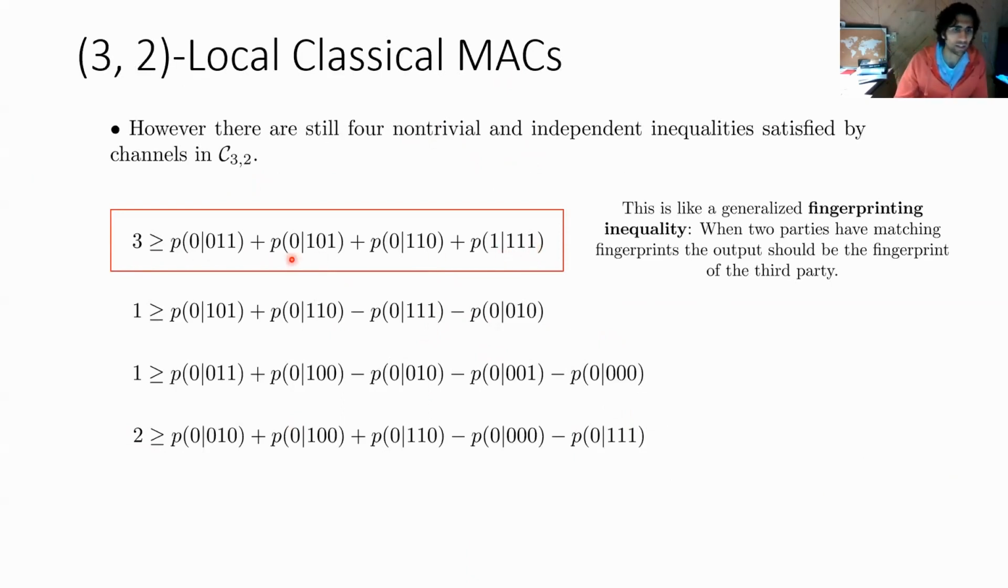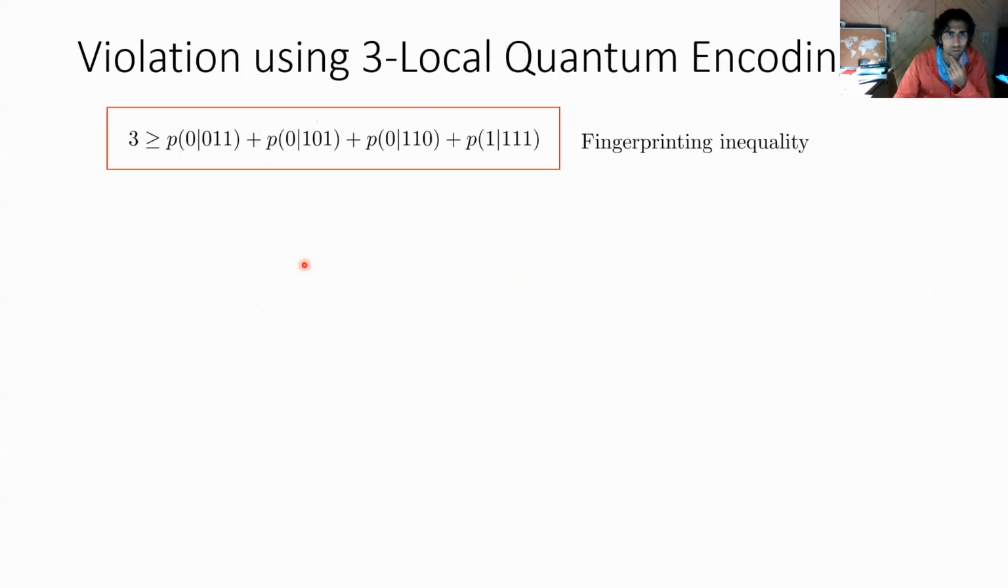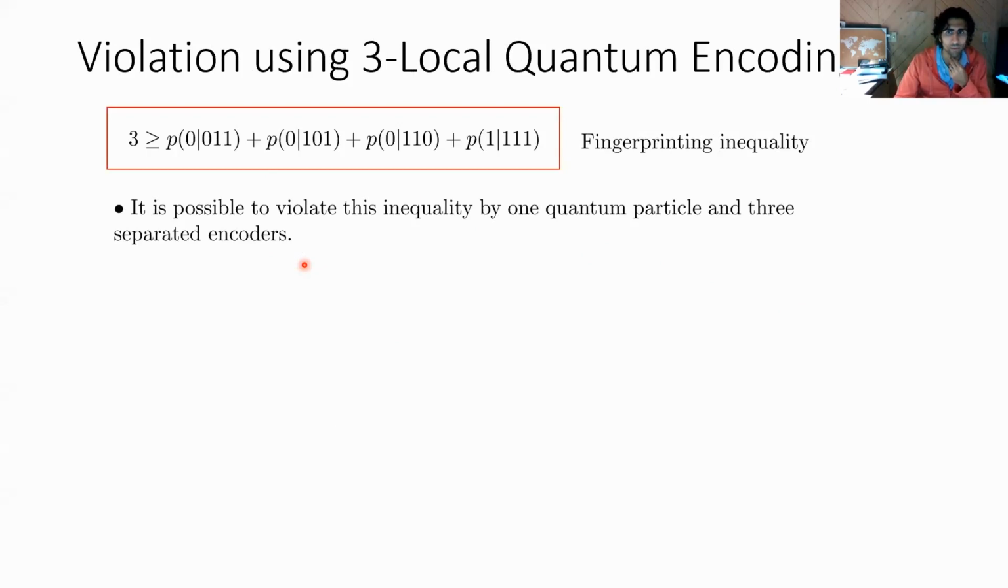Because it looks something like a fingerprinting inequality, now generalized to 3 parties. And fingerprinting, because it has the feature that when 2 parties have matching fingerprints, like here in the first term, the second and third party have the same inputs, then the output should be 0. So when 2 parties have matching fingerprints, the output should be the fingerprint of the third party. That's the structure of this particular inequality here. Okay, so our question is, can we violate this with some quantum encoding? And in fact, you can violate it.